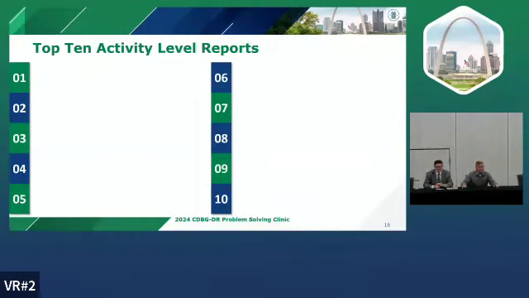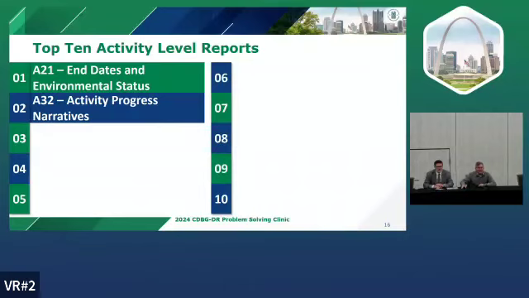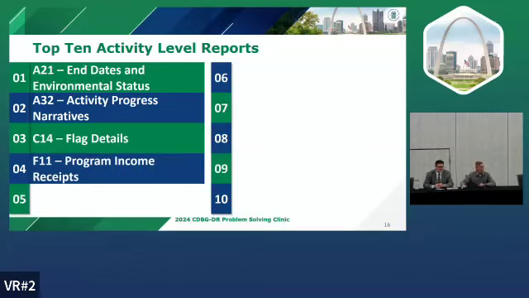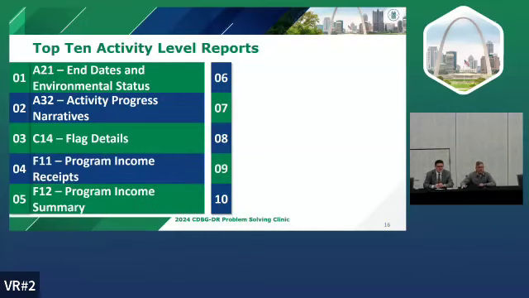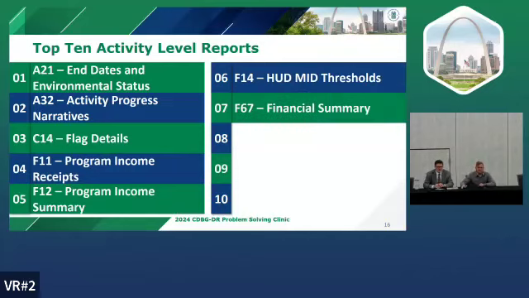Okay, our top 10. First is our A21 report. Next one is our activity progress report, an A32. We're going to go into a little bit more detail in this. C14 is our flag details. F11 is program income receipts. F12 is program income. F14 is our HUD thresholds. F67 is your financial summary report.